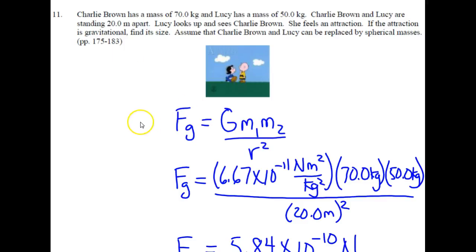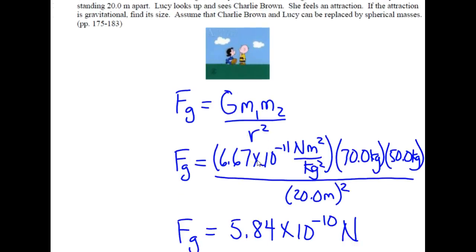Lastly, number 11. Charlie Brown has a mass of 70 kilograms and Lucy has a mass of 50 kilograms. Charlie Brown and Lucy are standing 20 meters apart. Lucy looks up and sees Charlie Brown. She feels an attraction. If the attraction is gravitational, find its size. Assume that Charlie Brown and Lucy can be replaced by spherical masses. To solve this, we start with Newton's universal law of gravitation: Fg equals big G m1 m2 over r squared.